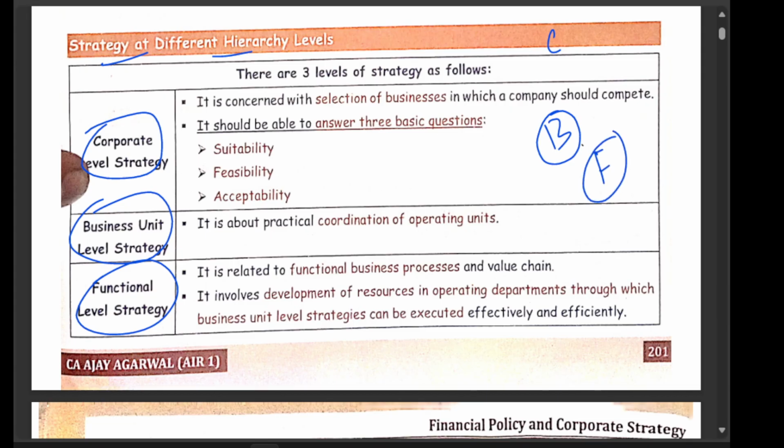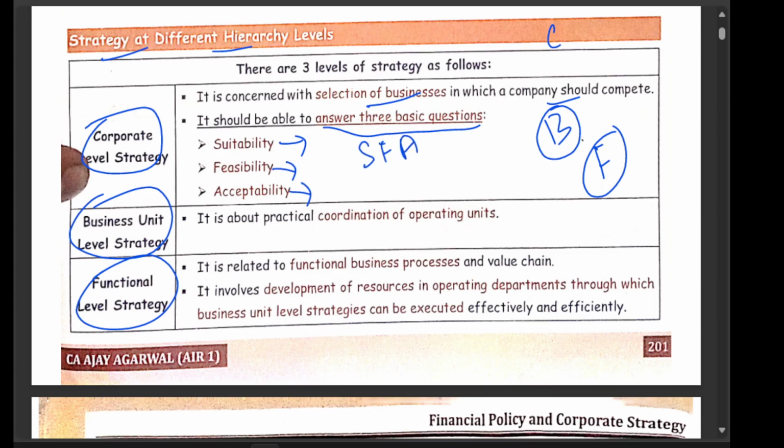At the corporate level, the concern is the selection of businesses in which the company should compete. It should be able to answer three questions: sustainability, flexibility, acceptability. SFA. Sustainability: sustain that. Flexible: whatever situation, they should be flexible. Acceptability: whatever employees we have, we can work with them. This is the money we have, we need to work with it. This is the environment, we should accept it and work over it. That is the corporate level strategy.